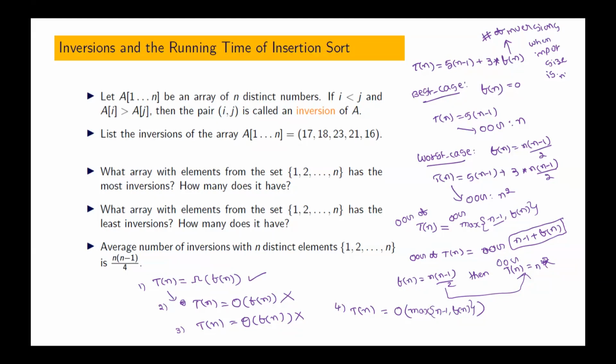In the worst case, f of n is n into n minus 1 by 2. That time T of n is also n squared, sir. In the best case, f of n is 0. That time T of n is also n. It is satisfying, no? Okay.